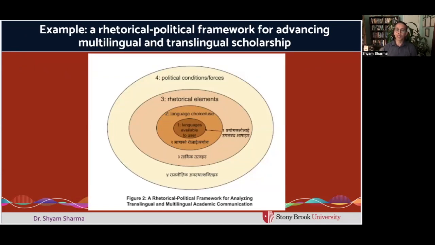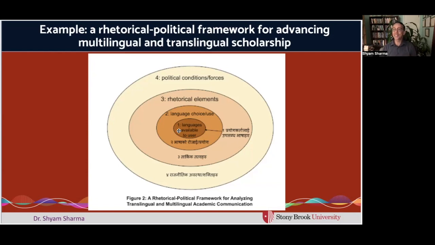I was recently with a colleague writing an article in which we wanted to develop a rhetorical plus theoretical framework for supporting the development and publication of multilingual and translingual scholarship. So if scholars around the world are going to publish in all of their languages, depending on who the audience, context, medium, and purpose are, then we need to give them the freedom to choose, based on those rhetorical elements, which language to use in what publication.